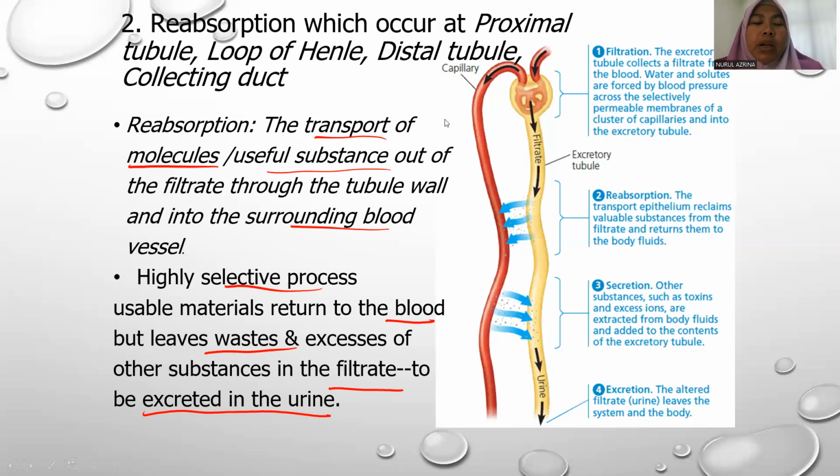Okay, now let's see, where does reabsorption happen? Reabsorption occurs at the proximal tubule, loop of Henle, distal tubule, as well as the collecting duct. Okay, right. So let's see one by one what happened at the proximal tubule, the loop of Henle, the distal tubule, and also the collecting duct. Okay, right.